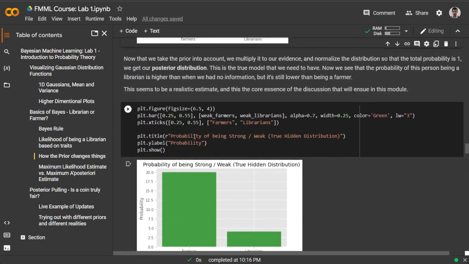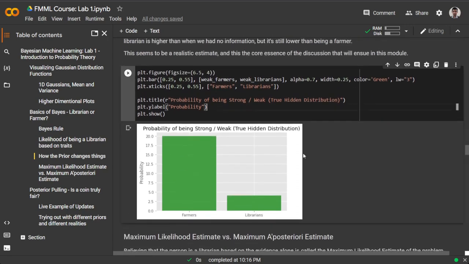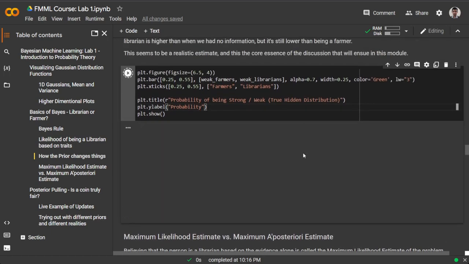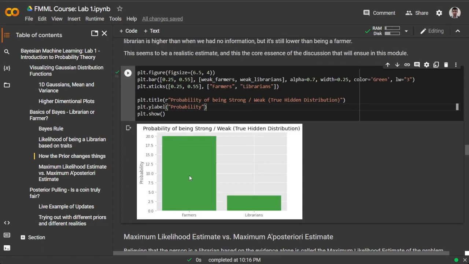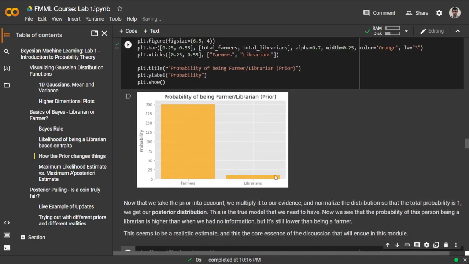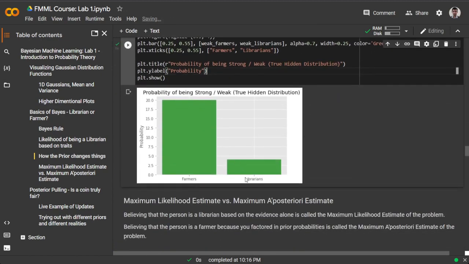And the final probability that we get upon multiplying things together, or rather the unscaled version of probabilities, because we have not divided by the scaling factor, we have just used the proportionality version of the formula, we notice that the probability of being a farmer is much higher than the probability of being a librarian. The difference is less than the prior probabilities. The prior probabilities were a lot sharper. The librarian count was a lot less, but it's still more in the favor of farmer.